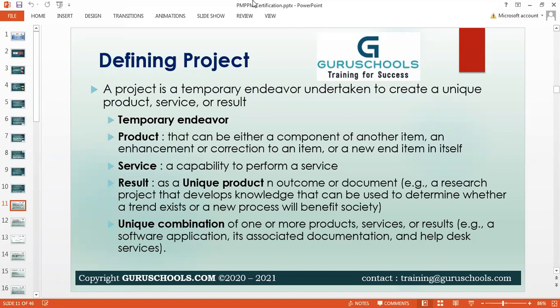Once it is ready, your project is done. So the end is in sight. That's what the definition says, right? The end should be in sight. It is measurable. You have to plan it that way. You can plan it.